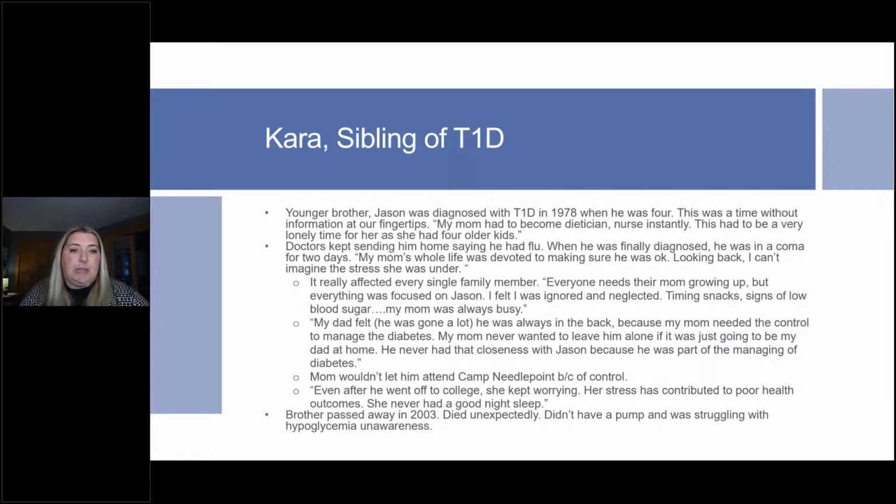This is from Cara. So she's a sibling of a type 1. Her younger brother, Jason, was diagnosed in the 70s when he was 4.